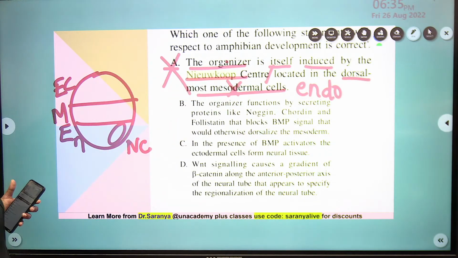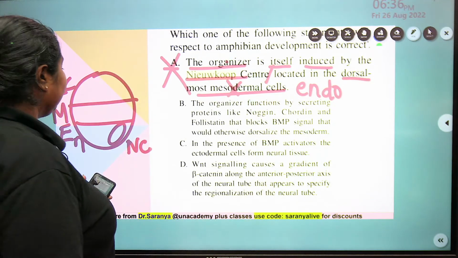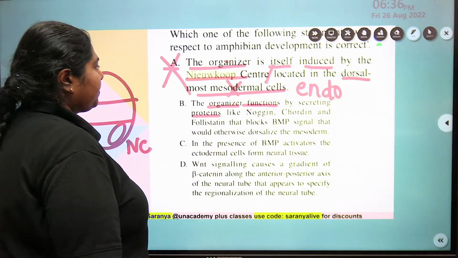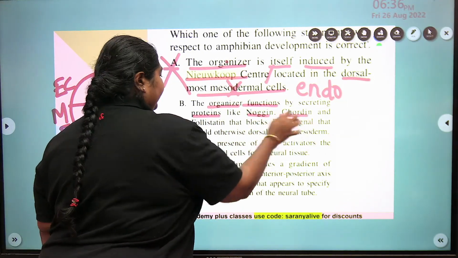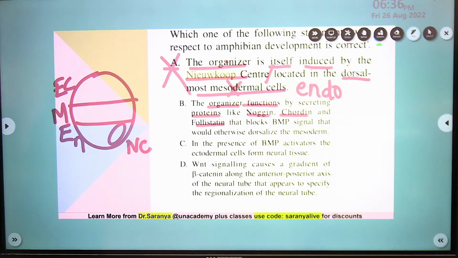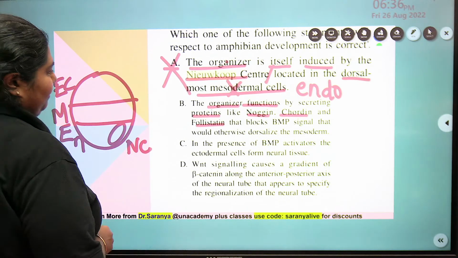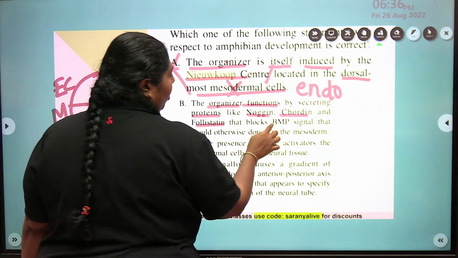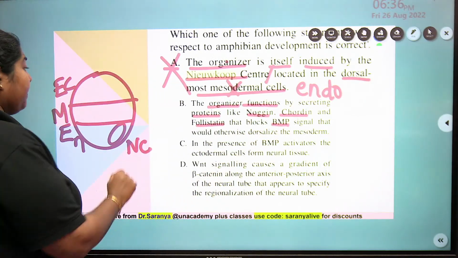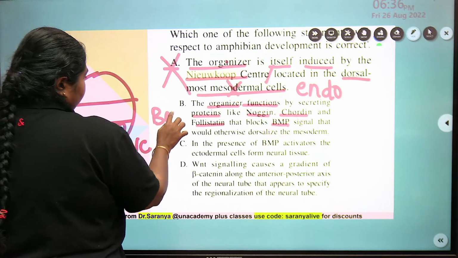Okay, so let's move towards the second statement. Let us see that the organizer functions like secreting proteins like noggin, chordin and follistatin. This half is true or false? Spemann organizer is secreting noggin, chordin, follistatin. So this is all right, fine. See the next statement. These are all going to block your BMP. BMP is the bone morphogenetic protein.